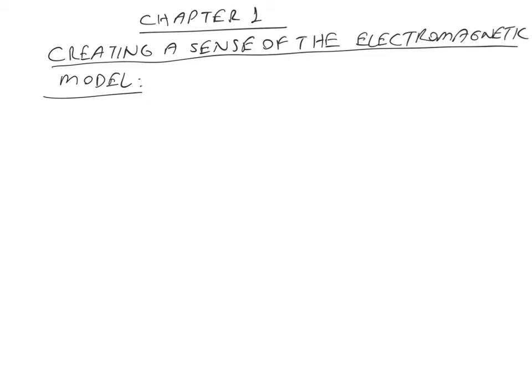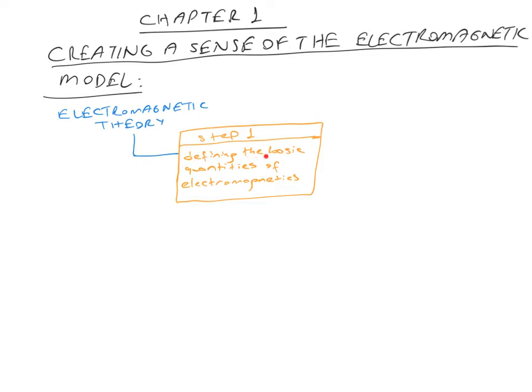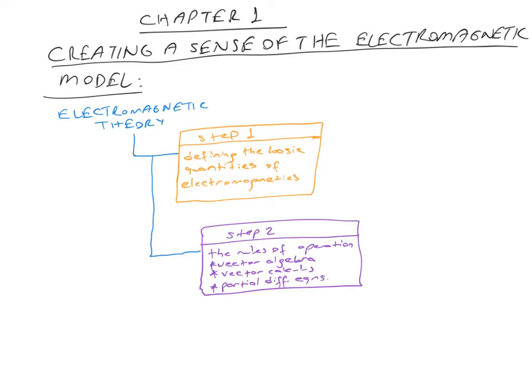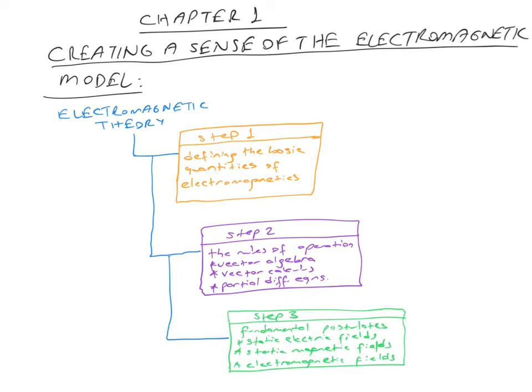An electromagnetic theory can be built on a suitably chosen electromagnetic model, and we will do this in 3 steps. First step is defining the basic quantities of electromagnetics. Second step is defining the rules of operation such as vector algebra, vector calculus, and partial differential equations. And third step is studying the fundamental postulates such as static electric fields, static magnetic fields, and electromagnetic fields.